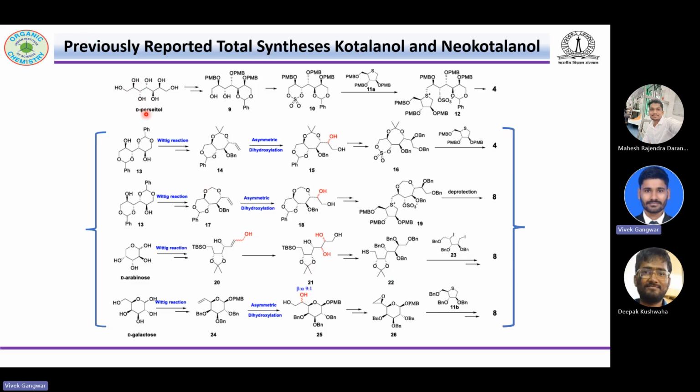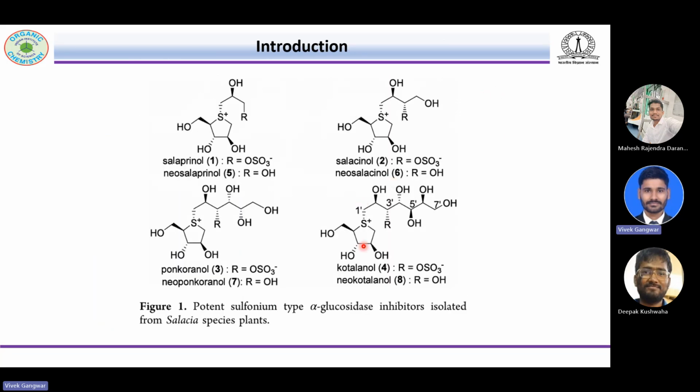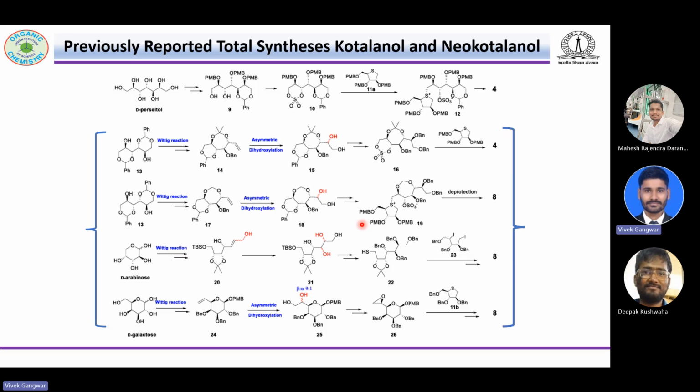First, they started with perseitol. They protected it, followed by nucleophilic attack of this thio compound, and they made this kotalanol. This is the structure of this kotalanol. And second, they used a different starting material and two types of reactions. They did a Wittig reaction followed by asymmetric hydroxylation. So they synthesized this kotalanol and neokotalanol.